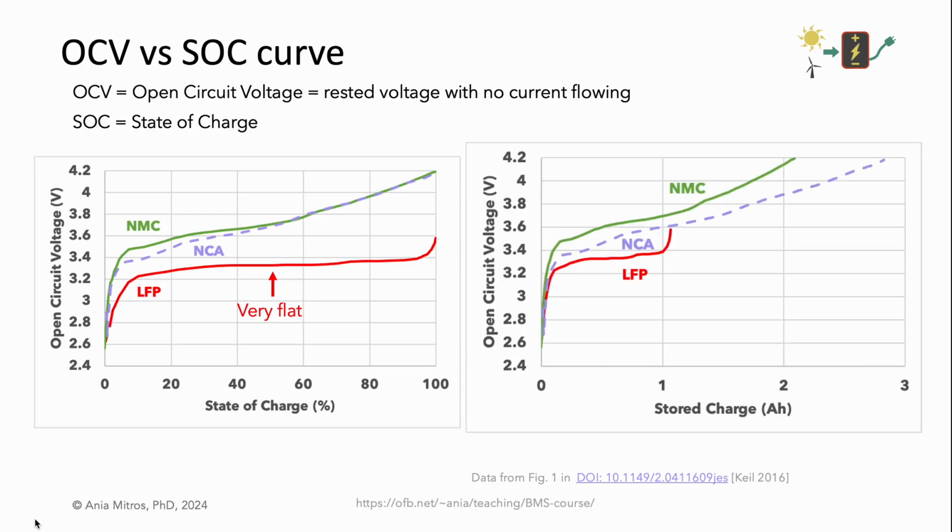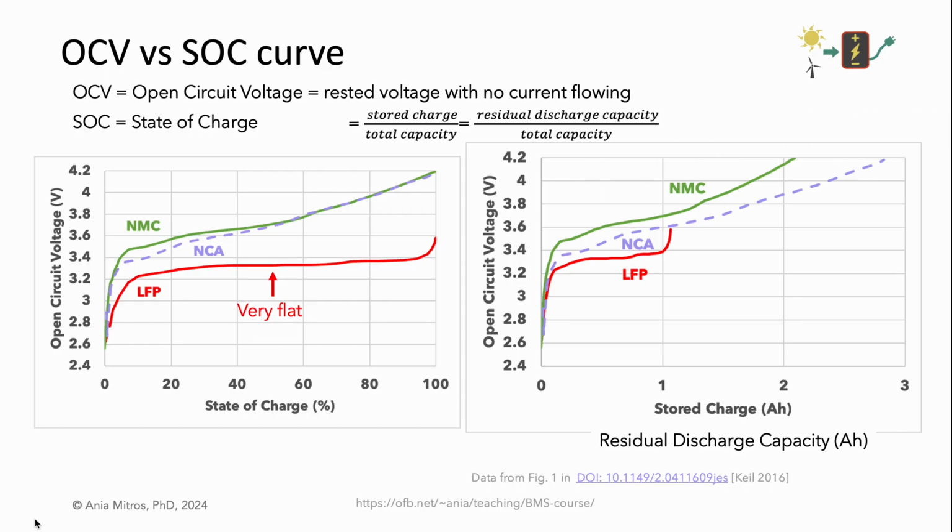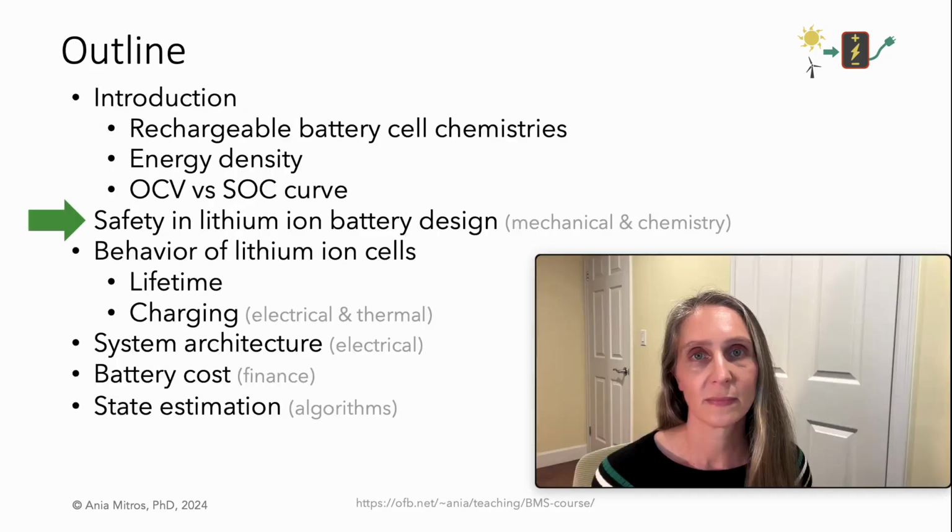You may see a related plot with the x-axis representing charge in amp hours instead of state of charge in percent. As a side note, the rigorous name for stored charge is residual discharge capacity. The state of charge is defined as the presently stored charge divided by the total cell capacity. If you know the cell's total capacity, you can readily translate between these two presentations of the same underlying data.